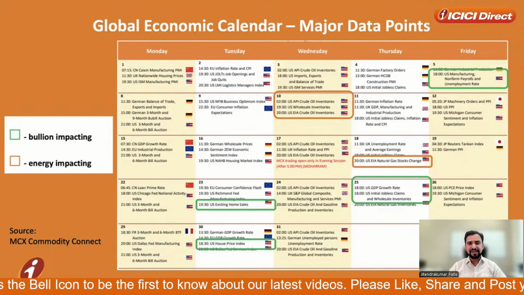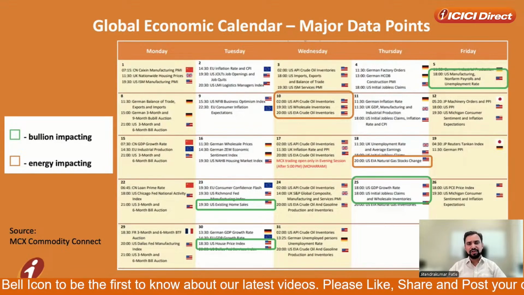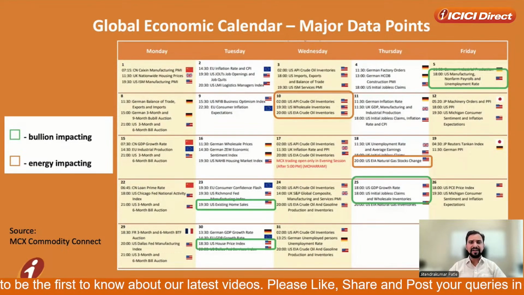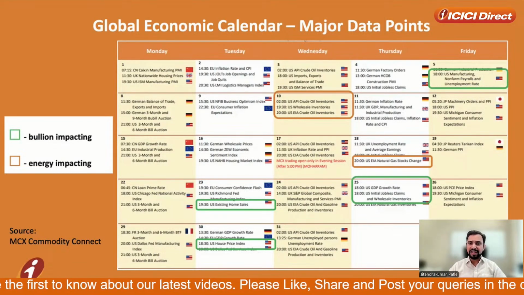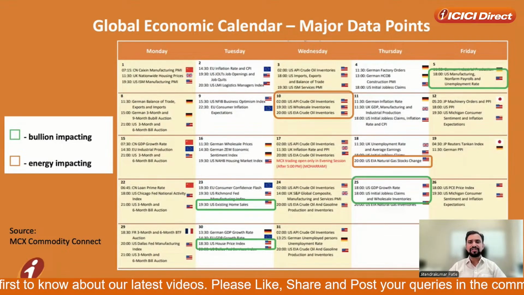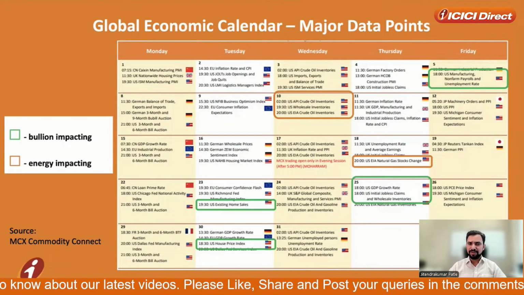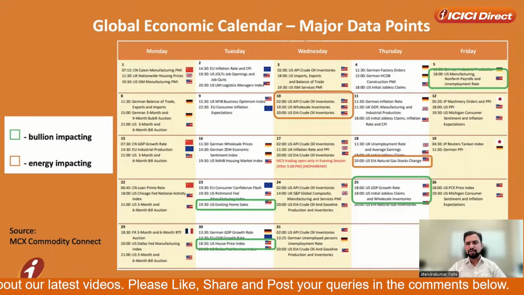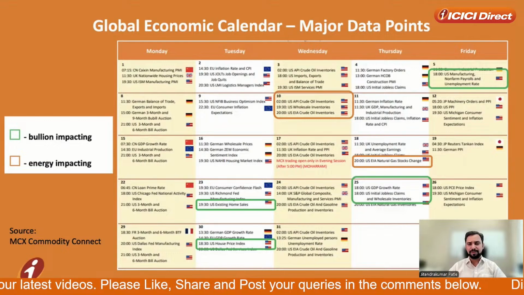So every Wednesday, US inventory data comes, and that needs to be tracked. Every Thursday, the crude oil and natural gas stock change data comes, so that needs to be checked. This data usually comes at 8 o'clock, but from November to March, it comes at 9 o'clock because of US daylight saving.